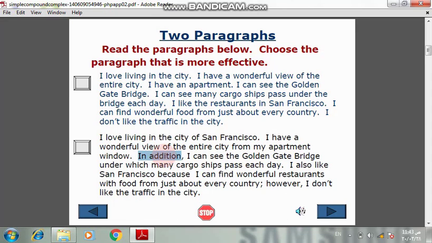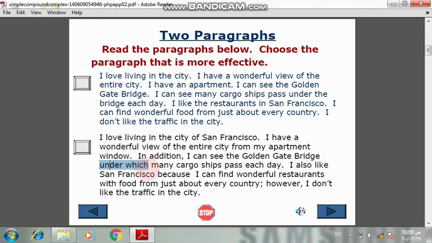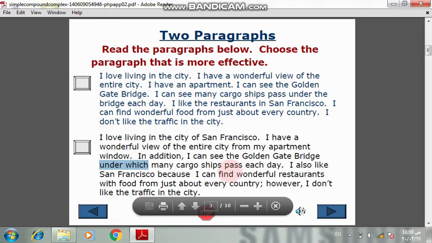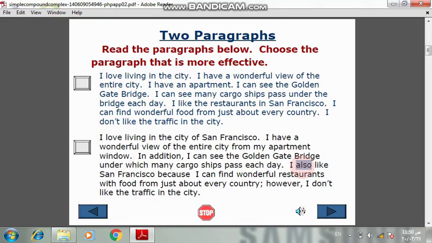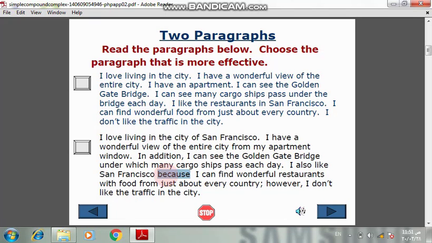In addition, that's the first transition. Now he wants to add something, but it's a skillful way to join and add more details and more information to the previous sentence. I can see the Golden Gate Bridge under which many cargo ships pass each day. Here, "under which" is called a relative adverb. I also... The word "also" is used as a transition to add more details, like San Francisco.